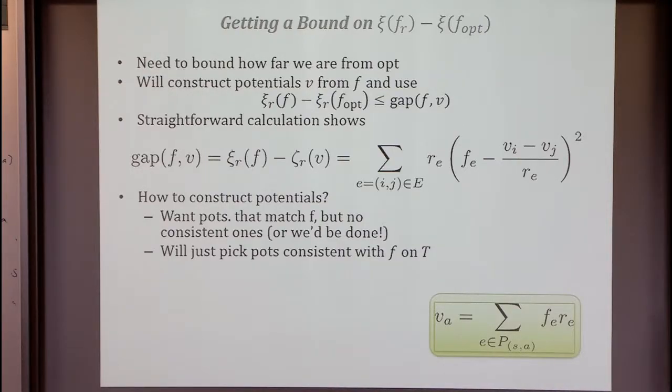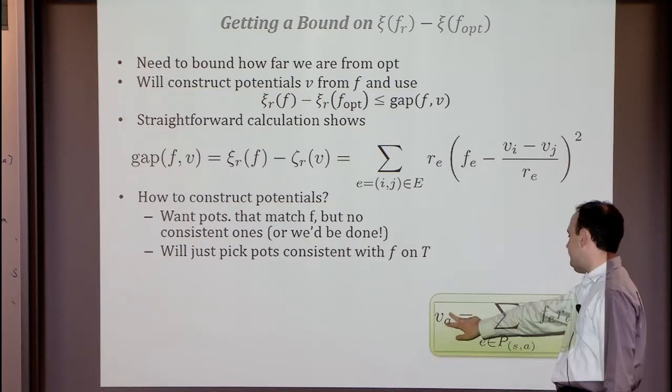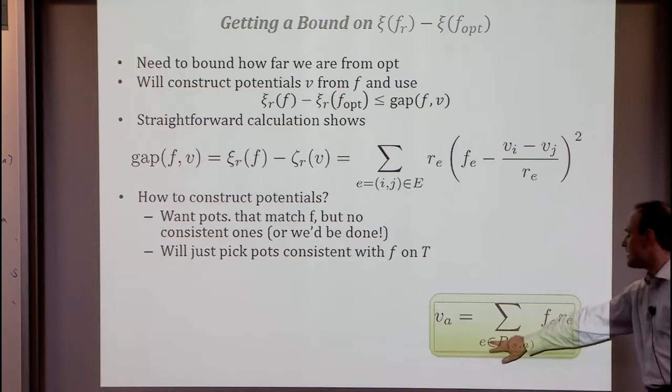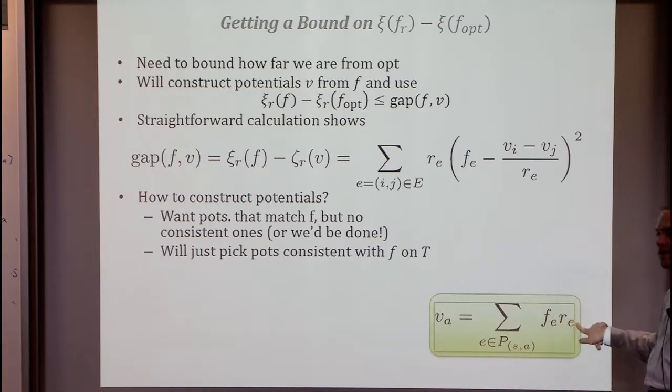And so I wrote this out with an equation just for later use. We'll define the voltage over vertex A to be the sum over all edges in the graph. You should pick a root, might as well make it S for this picture. You'll take the path from S to A, and you'll just sum the potential drops over all the edges. Does this make sense? Am I with people?